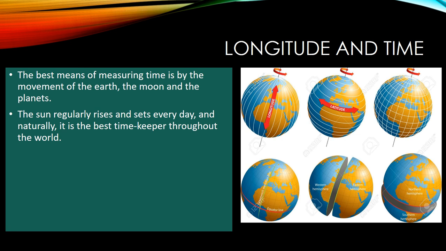What is the relationship between longitude and time? Normally, measuring time is by the movement of Earth, the Moon and the planets. If you take Sun as an example, whenever Sun rises or sets, we keep the time according to the Sun. When it rises, we call it a day, morning. When it sets, we call it night, evening.